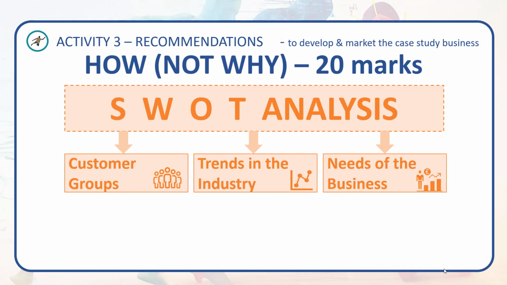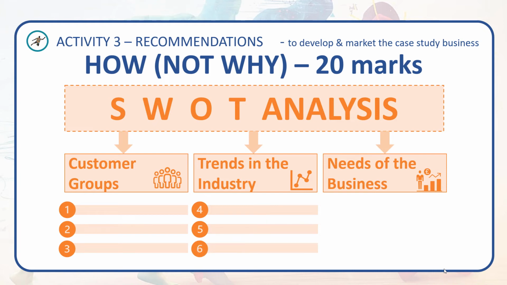Now, in terms of scoring really well, again, the examiners expect a comprehensive range of coverage across the specification, and in order to get into those top bands, certainly 3, if not 4, they're looking for at least 3 different points in each of those 3 areas. So 3 for customer groups, 3 for trends in the industry, and 3 for needs of the business. And you'll notice there that I have numbered them 1 to 9. Now, it doesn't need to be just 3, it could be more, so it's at least 3.